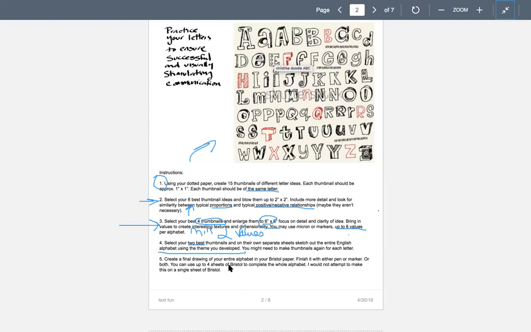Create a final drawing of your entire alphabet on Bristol paper. Finish it with either pen or marker or both, okay? So you're going to use both, because you're going to use the marker and the pen. You can use up to 4 sheets of Bristol to complete the whole alphabet. Do not attempt to do it on 1 sheet. I think that'd be really hard. However, if you only have 1 sheet left, then maybe that is what you need to do.